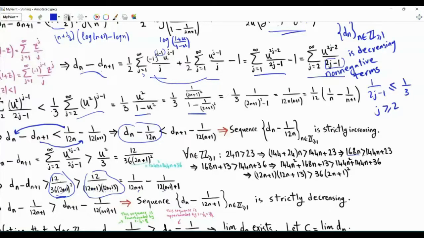Note why I'm doing this: I want the right-hand side to look like the expansion of this guy. When we multiplied upstairs and downstairs by 12, downstairs we have 144n squared plus 144n plus 36. So to change this 23 to 36, you can add 13, and so on. It's basically straightforward, and it can be shown in a number of ways. The idea is to get something that depends on 12n because this has already appeared in the previous bounding step.